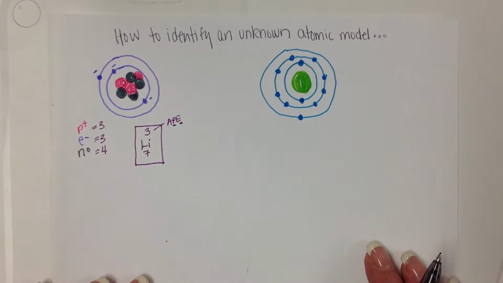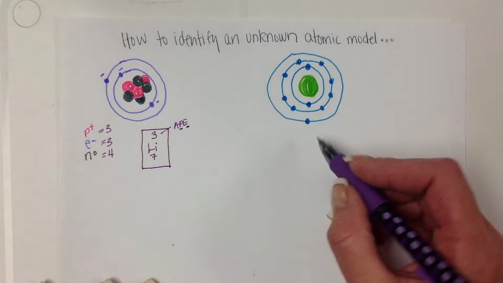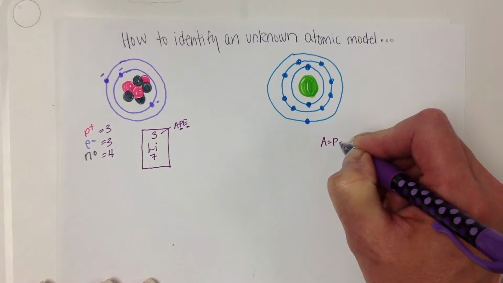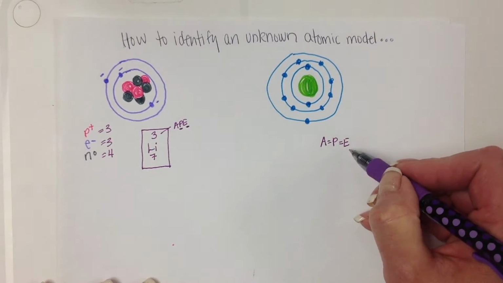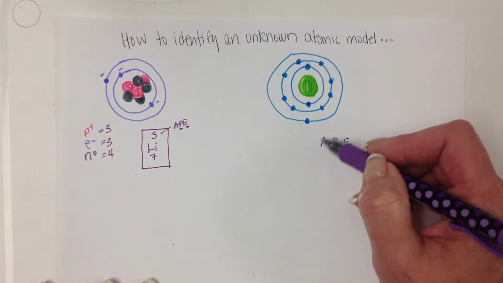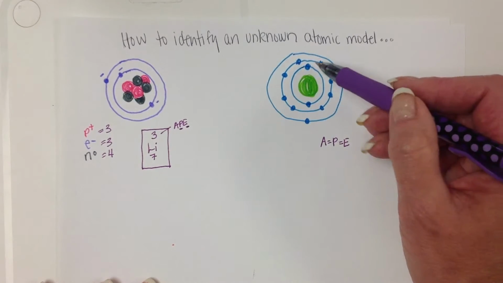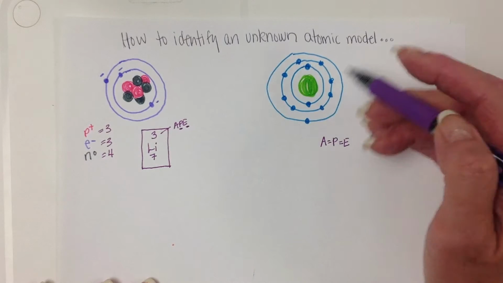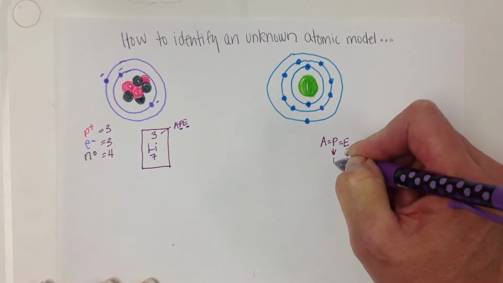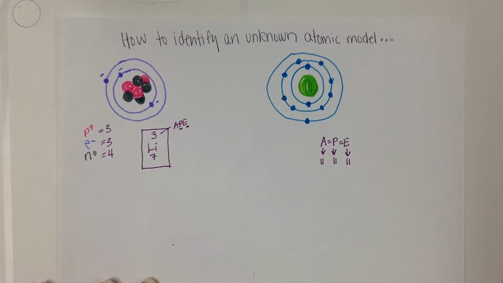But let's say you can't really see how many protons there are. So knowing that the APE number is protons are equal to electrons, so if I can count the electrons, then I can also know the number of protons, which means I know the APE number. So let's try that. 1, 2, 3, 4, 5, 6, 7, 8, 9, 10, 11. So these are 11. So the number of protons should be 11. The atomic number should be 11.